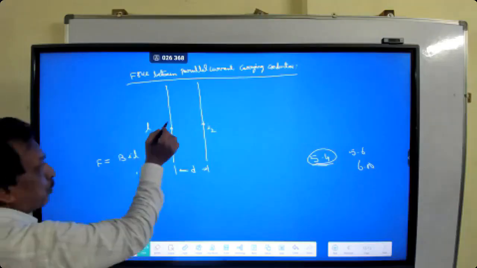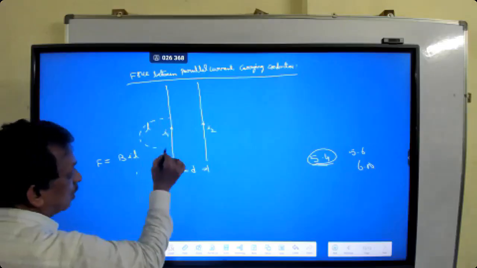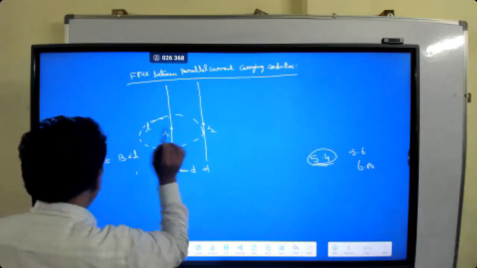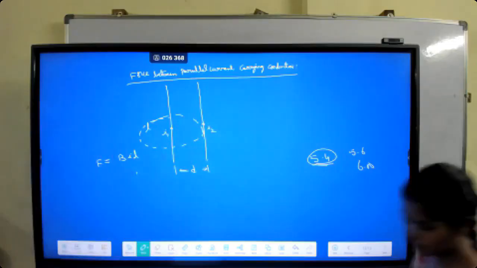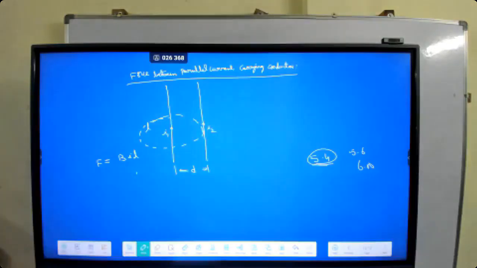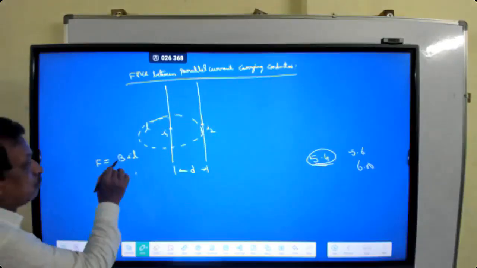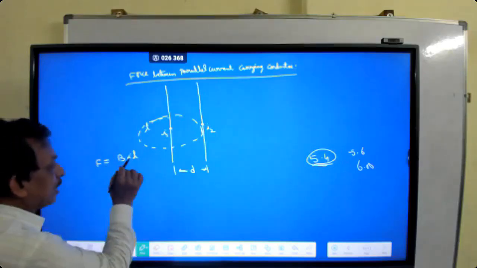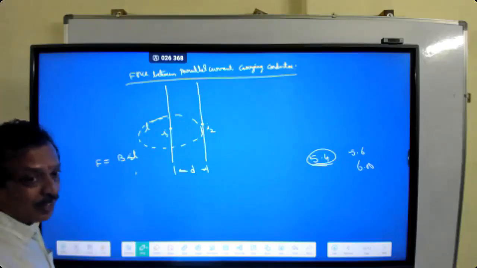This current is going to produce a magnetic field and is going to be influencing this other conductor. So the current I1 is going to induce a magnetic field on I2. So F = BIL. Now I take the I2 current. What is the B induction field?